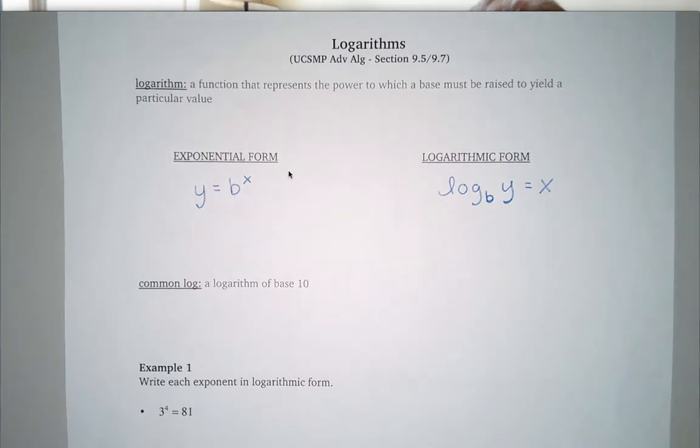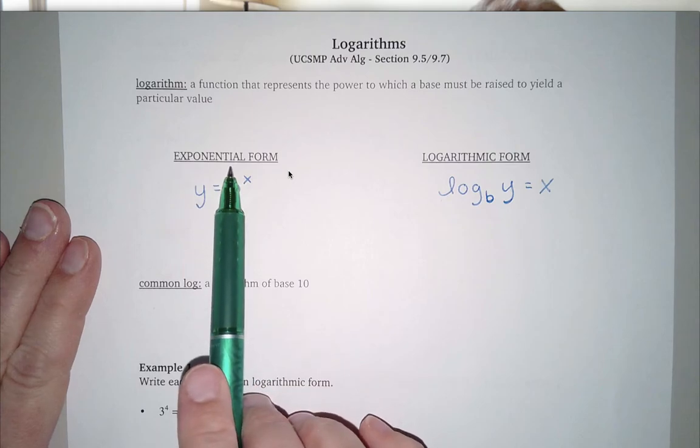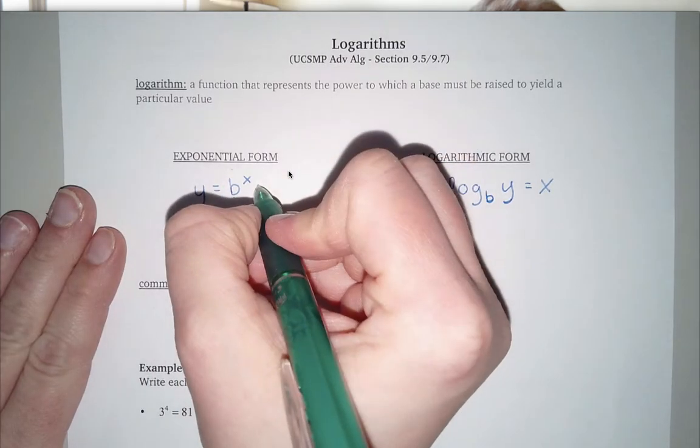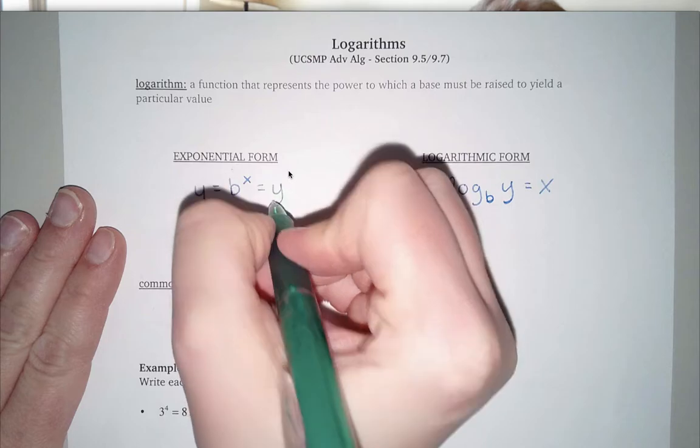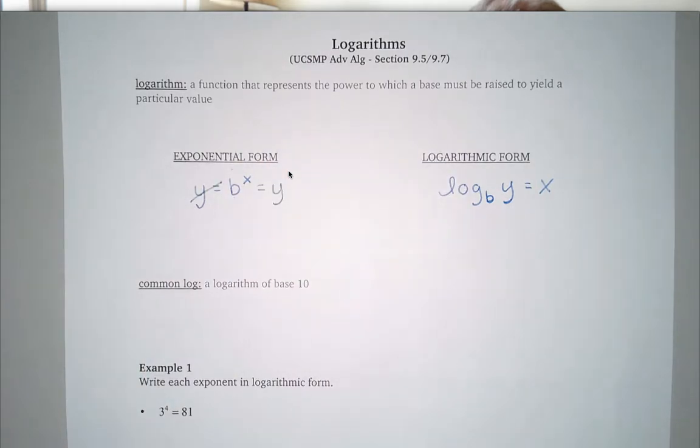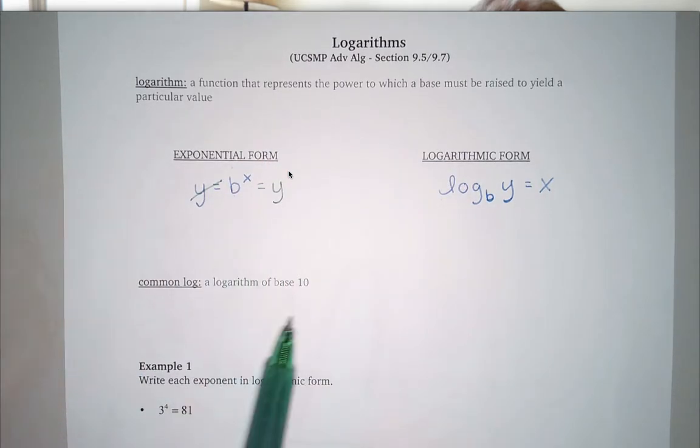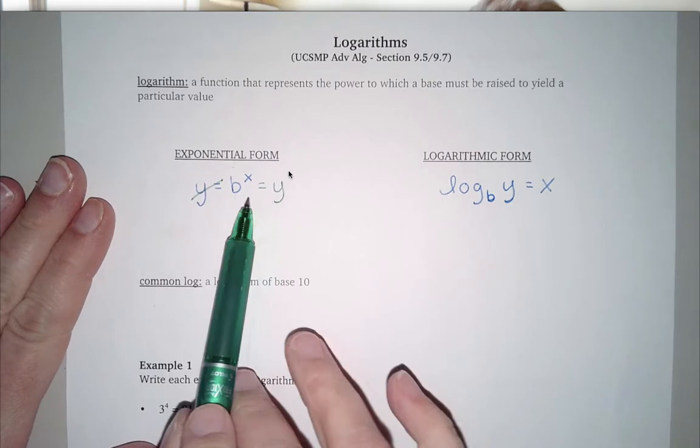So I want you to kind of see how these two things are related to one another. That if I was given this exponential form, and really probably easier to think about this as like b to the x equals y instead of y equals b to the x, it doesn't really matter. But for what I'm about to show you, it'll make more sense if we write it this way.